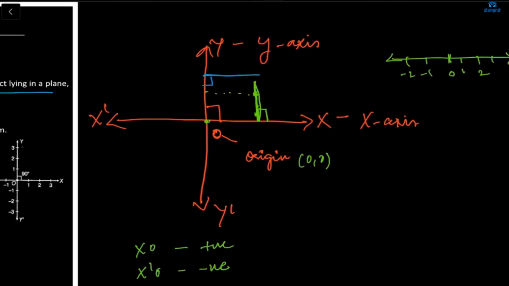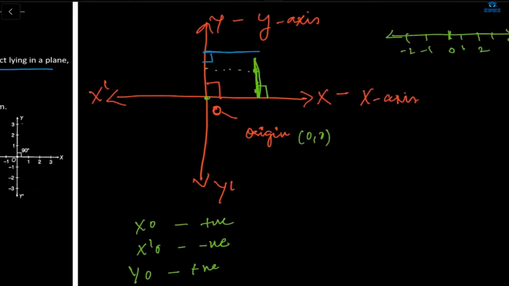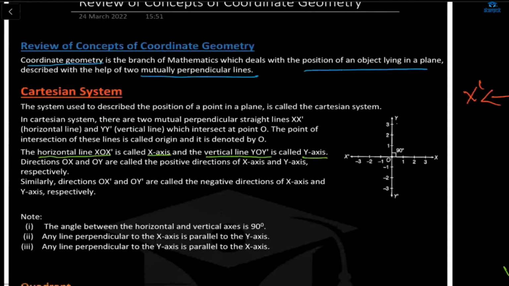Okay, so you understood these basic points about the Cartesian system. And what is a Cartesian system? The system used to detect the position of a point in a plane is called a Cartesian system. In 1 mark, it may ask you a definition.